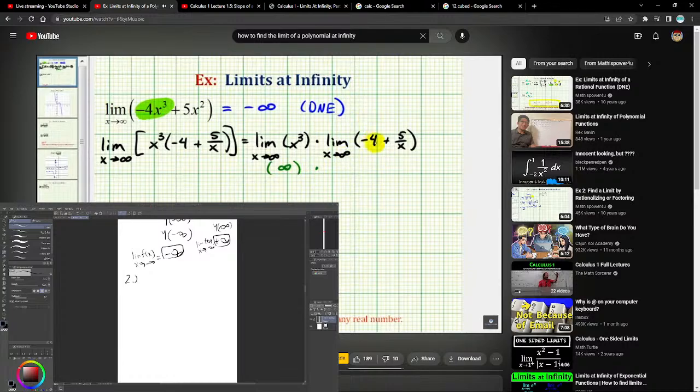But for the second limit, notice that negative 4 is not affected by x as it approaches infinity, but 5 divided by x would approach 0. So the second limit would be equal to negative 4. Therefore, a very large positive number times a negative number does confirm our limit would be negative infinity. We'll verify this graphically after we take a look at our second limit.